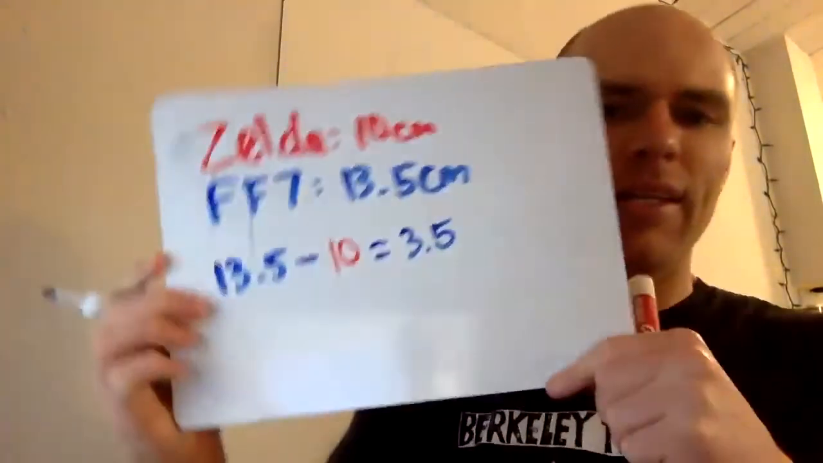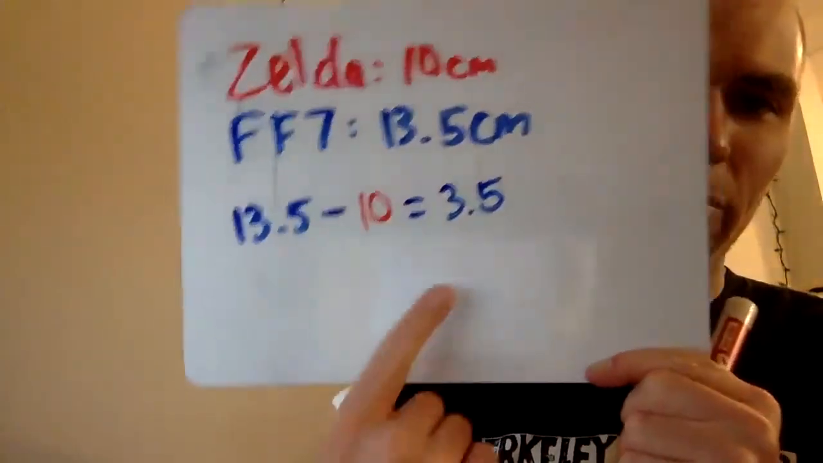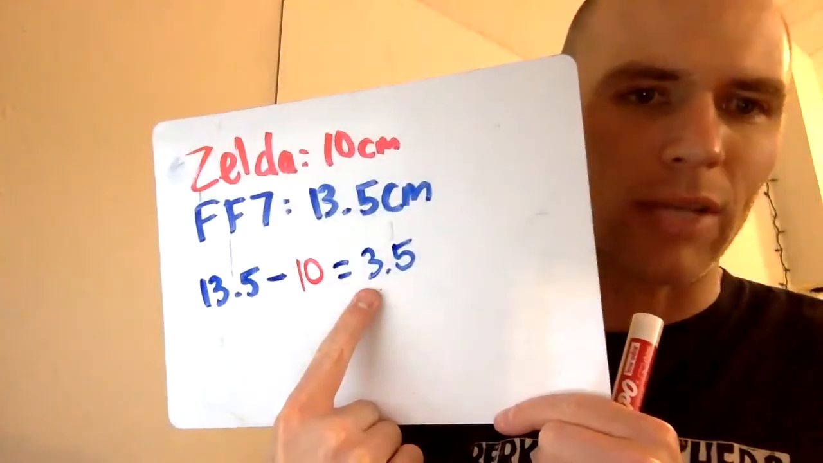So let's see here. I'll use a different strategy than the one in the example I just did. In this case, what I'm going to do is find the difference between the two widths. So that's going to require a subtraction. I'm going to go 13.5 for the FF7 minus the 10 for the Zelda equals 3.5. Right? That's the difference just in regular numbers, 3.5 centimeters less wide.